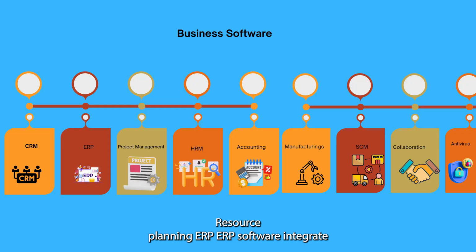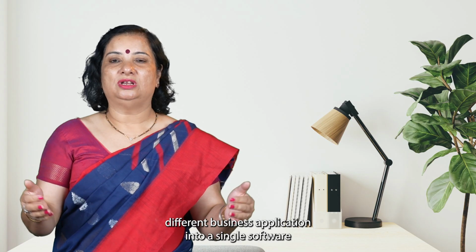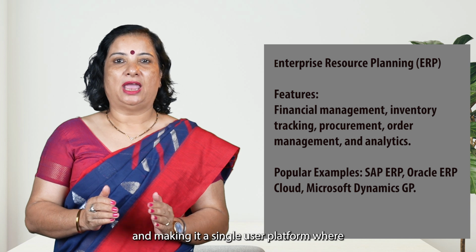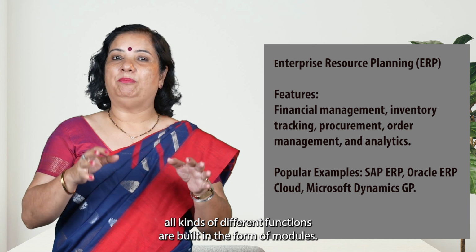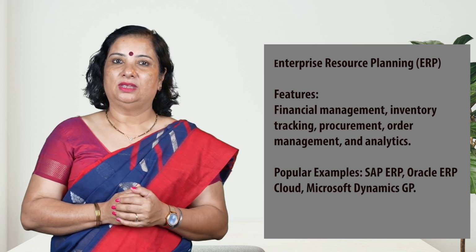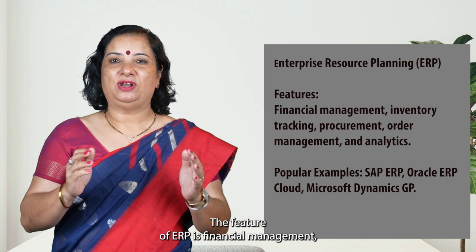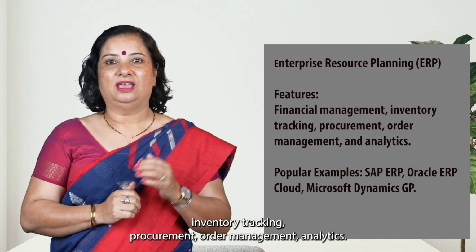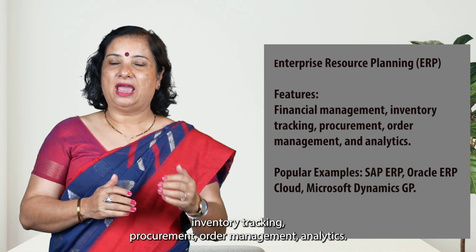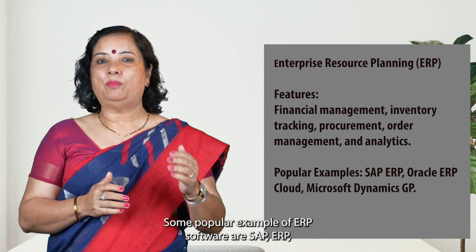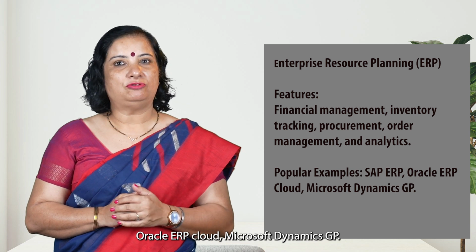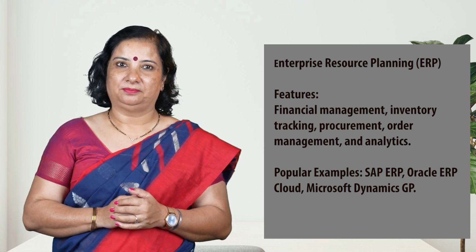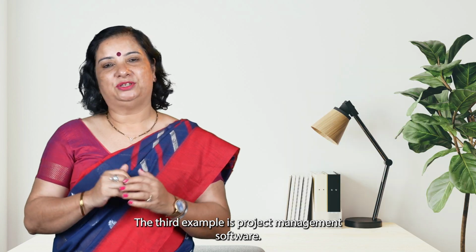Enterprise Resource Planning, ERP. ERP software integrates different business applications into a single software platform where all kinds of different functions are built in the form of modules. The features of ERP are financial management, inventory tracking, procurement, order management, analytics, and marketing. Some popular examples of ERP software are SAP ERP, Oracle ERP Cloud, and Microsoft Dynamics GP. The third example is project management software.